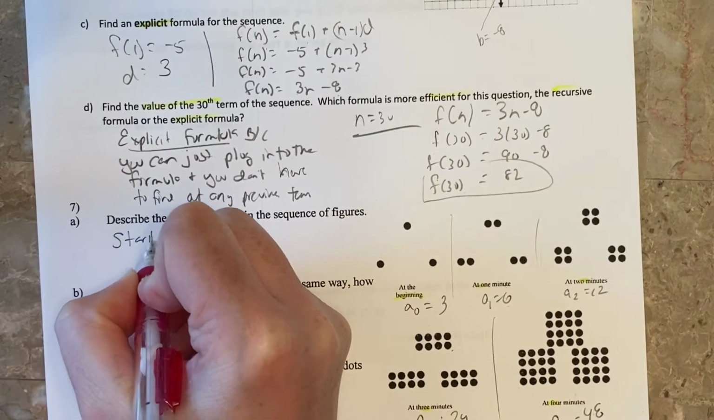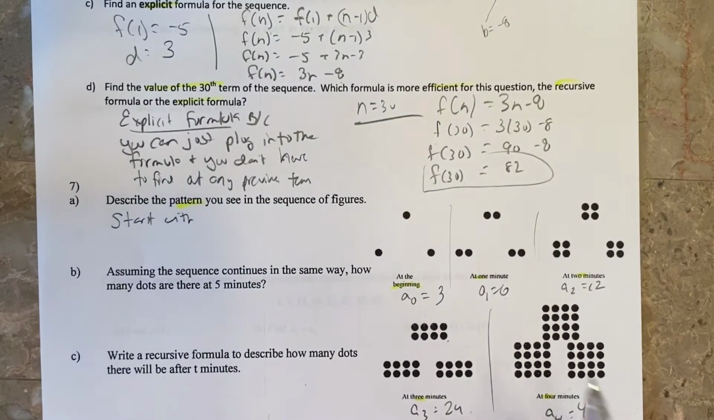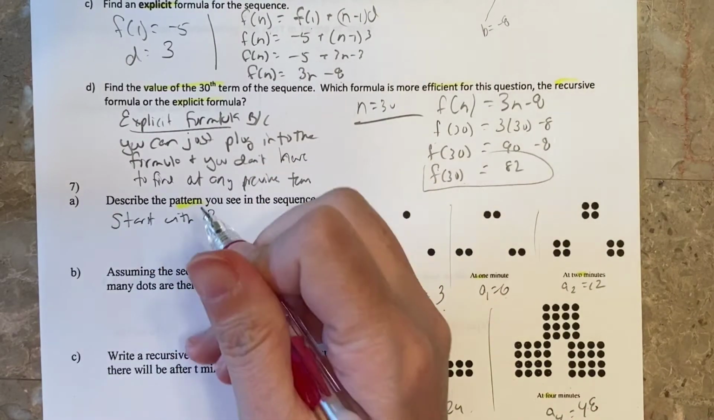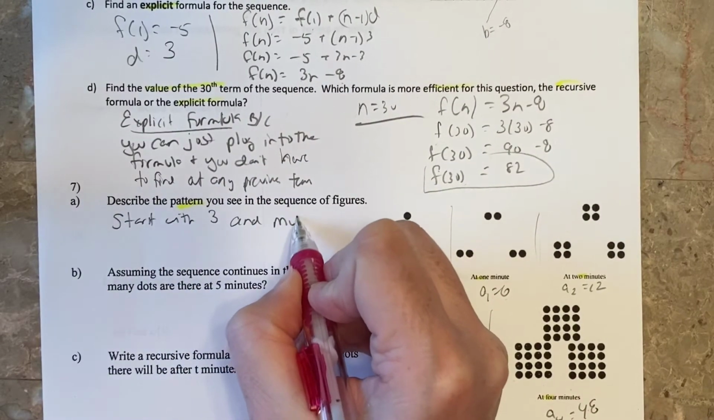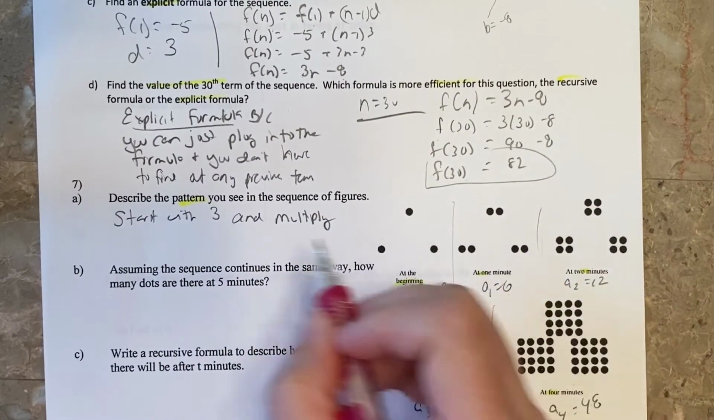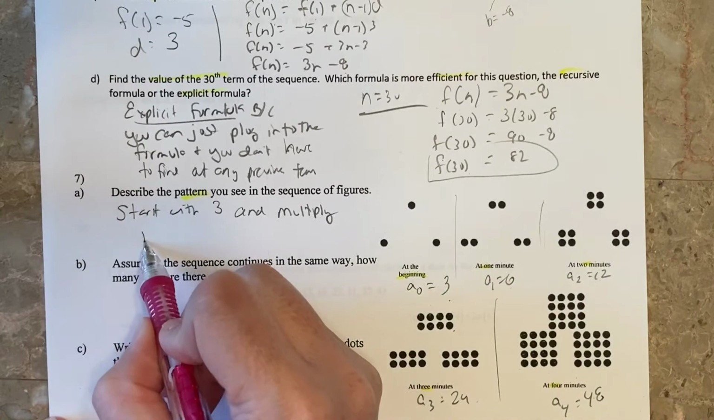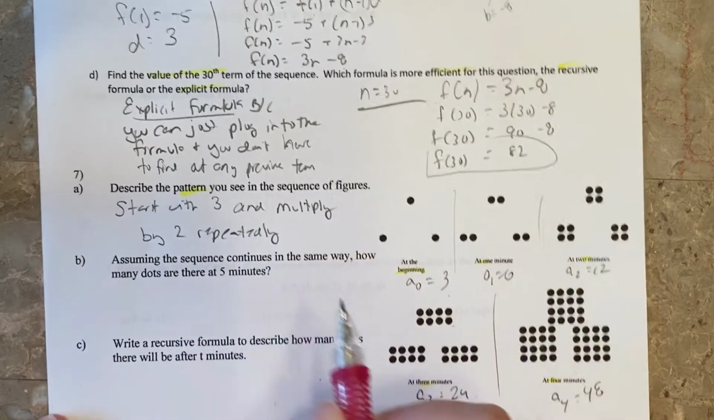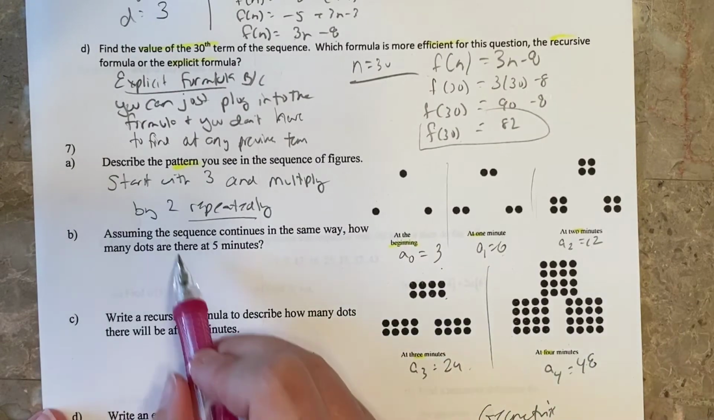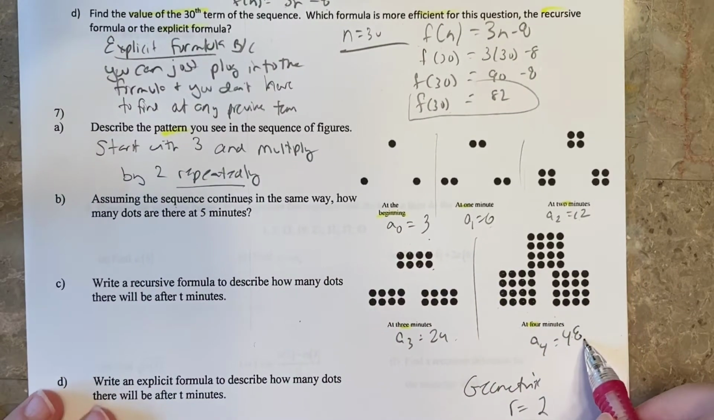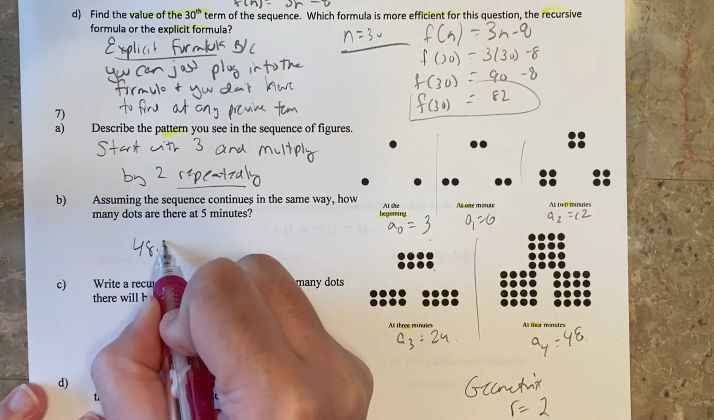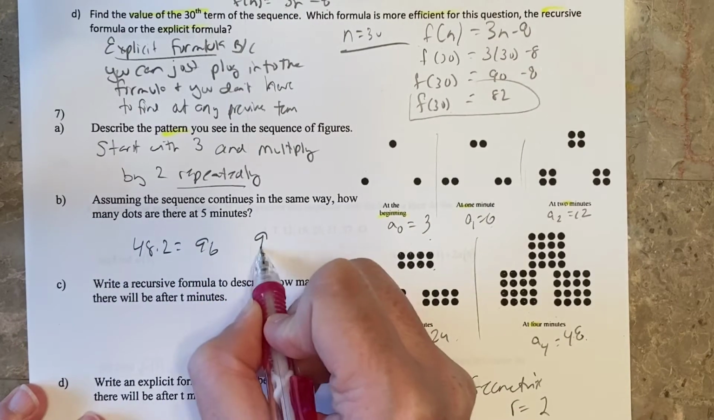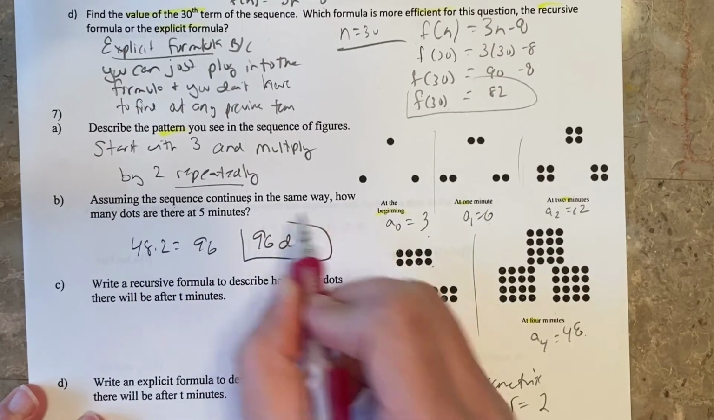All right, so here we go. Start with, remember, always tell me what you start with. So start with 3 and multiply. The one we did in the beginning was arithmetic. Now we're going to do geometric. And multiply by 2 repeatedly. Don't forget repeatedly, that means keeps going. So the sequence continues. Okay, so 5 would be doubling this. So 48 times 2 is 96. So that would give me 96 dots.